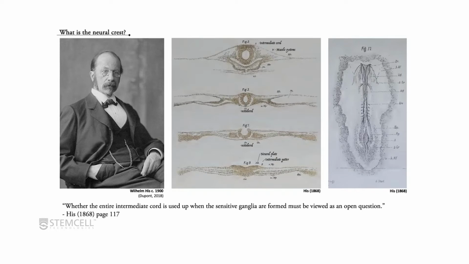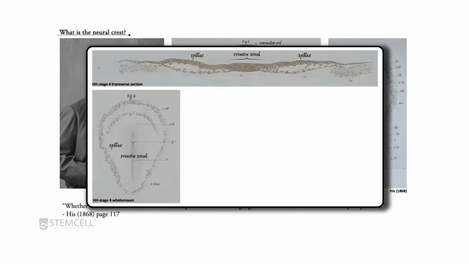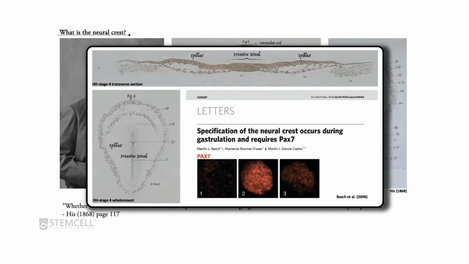long before delamination. So here you can see two more of His's sketches of a gastrulating chicken embryo at what we'd now refer to as HH stage 4. A 2006 paper by Basch and Garcia-Castro was able to show that a lateral portion of the chicken epiblast at this stage, around where I've put the epiblast label, is already specified towards a neural crest identity.